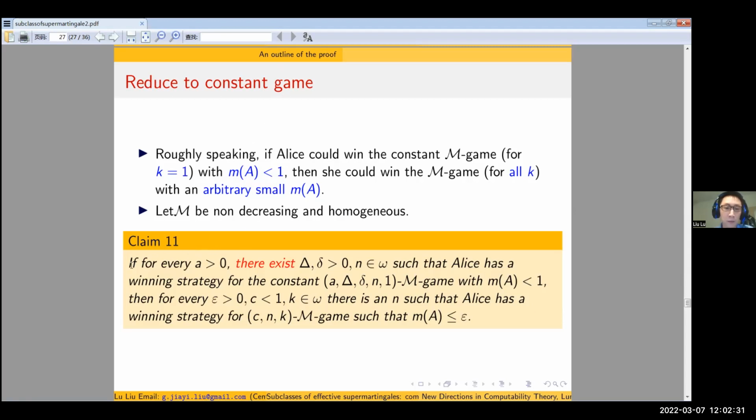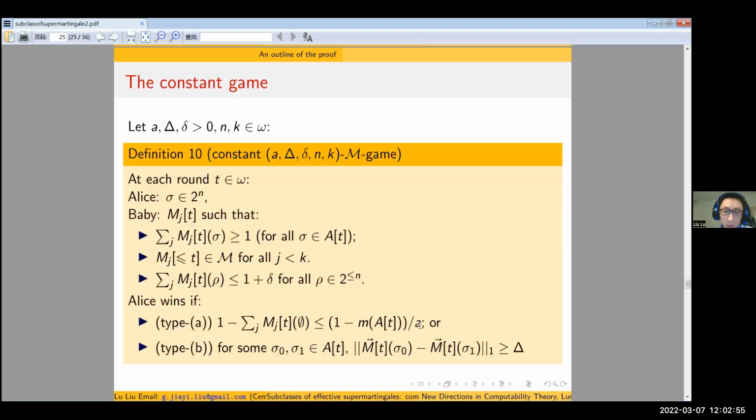So in the end, after a series of reductions, we have this. Roughly speaking, if Alice could win this constant game with a cost smaller than one, then she could win the original game with an arbitrarily small cost. Here I will explain these parameters. This A is how hard it is to win this constant game. The bigger this A is, the more difficult it is for Alice to win this game. This A parameter is here.